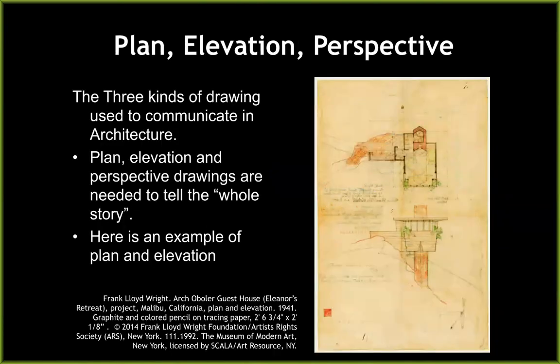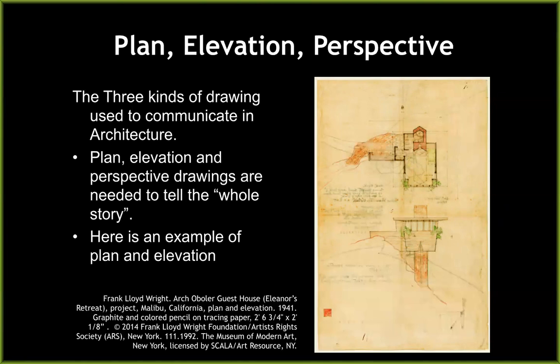In architecture, there's three kinds of drawings that you can use to communicate your plans, your ideas to a client. And here in your book, there's a great example by Frank Lloyd Wright. Those three types of drawings are plan, elevation, and perspective. And you need all three of them in order to tell the whole story to the client.